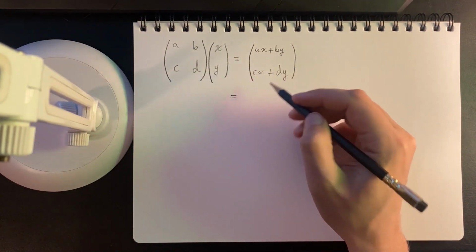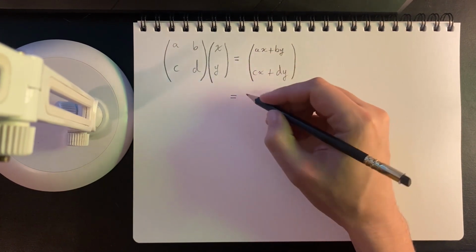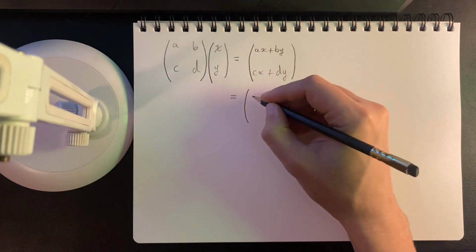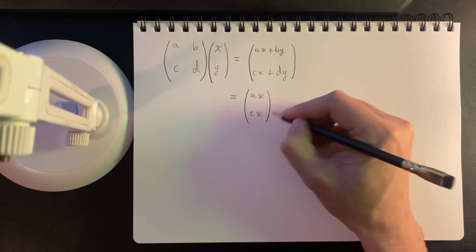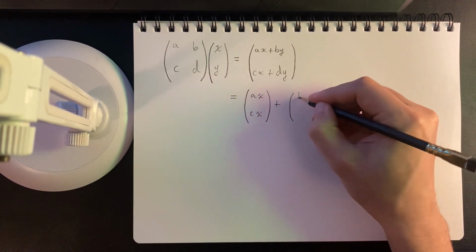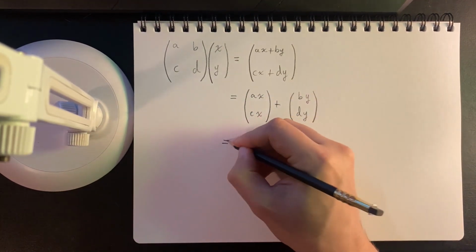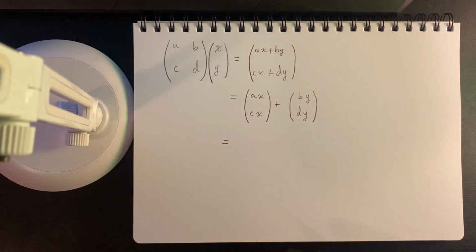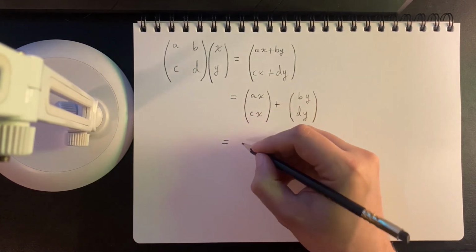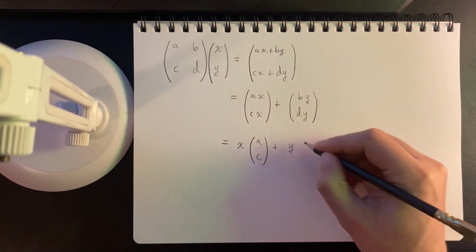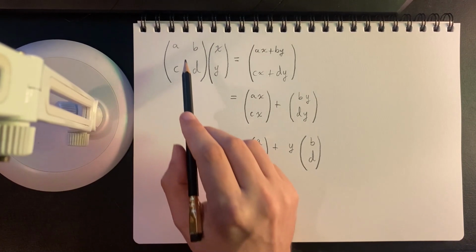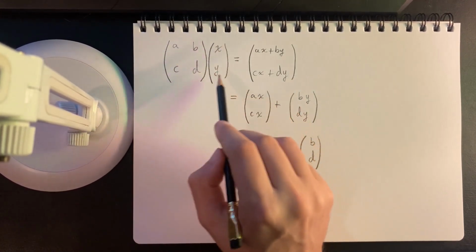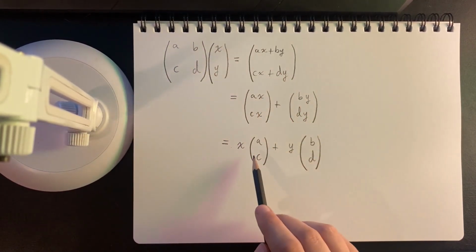But because for each entry we have a sum of things, let's take that out and decompose it as a sum of two vectors. And then each of those vectors has a common factor, so we can factor out that scalar. And then look at that. It's pretty similar.